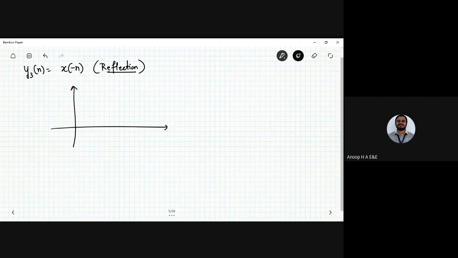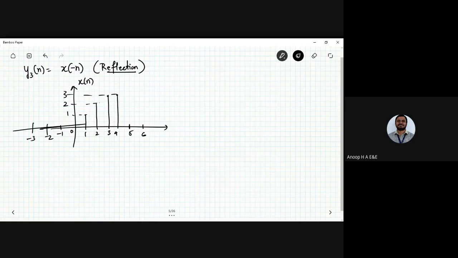Now x of minus n. Again, let me sketch the signal x of n. So this is 0. At 1 it is 1. At 2 it is 2. And at 3 and 4 it is equal to 3. In other cases it is 0. So 5, and this one is 6. So now x of minus n, what do I need to do? I need to have the reflected signal there.